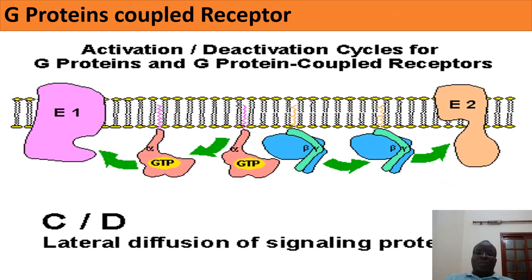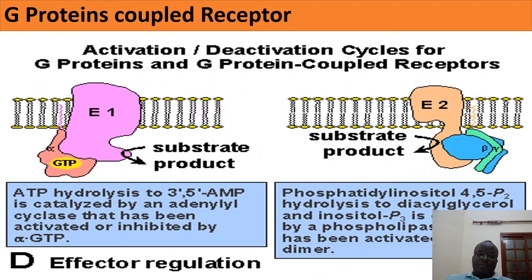The alpha protein subunit will go and activate enzyme 1, which could be an adenylyl cyclase enzyme. Then the beta gamma protein subunit will go and bind and activate enzyme 2. An example is phospholipase C. So you can see the enzymes: the adenylyl cyclase enzyme being activated by the alpha protein subunit, then the beta gamma is going to activate the phospholipase C enzyme.